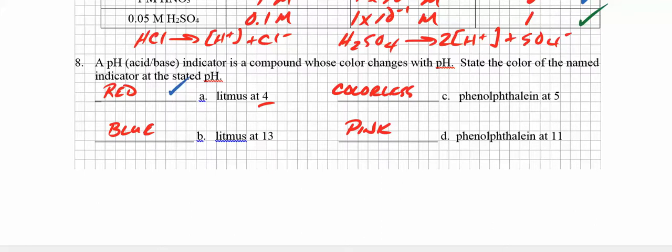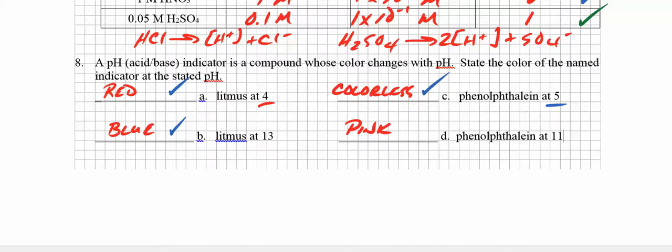Likewise, we're looking at B now. If you have litmus paper at pH 13, red litmus paper will turn blue. Red litmus paper will turn blue. So litmus paper is one indicator, but so is phenolphthalein, another. So let's take a look at C, phenolphthalein at pH 5. I want you to know that phenolphthalein, when it's under acidic conditions, is colorless. So at pH 5, it's going to be colorless.